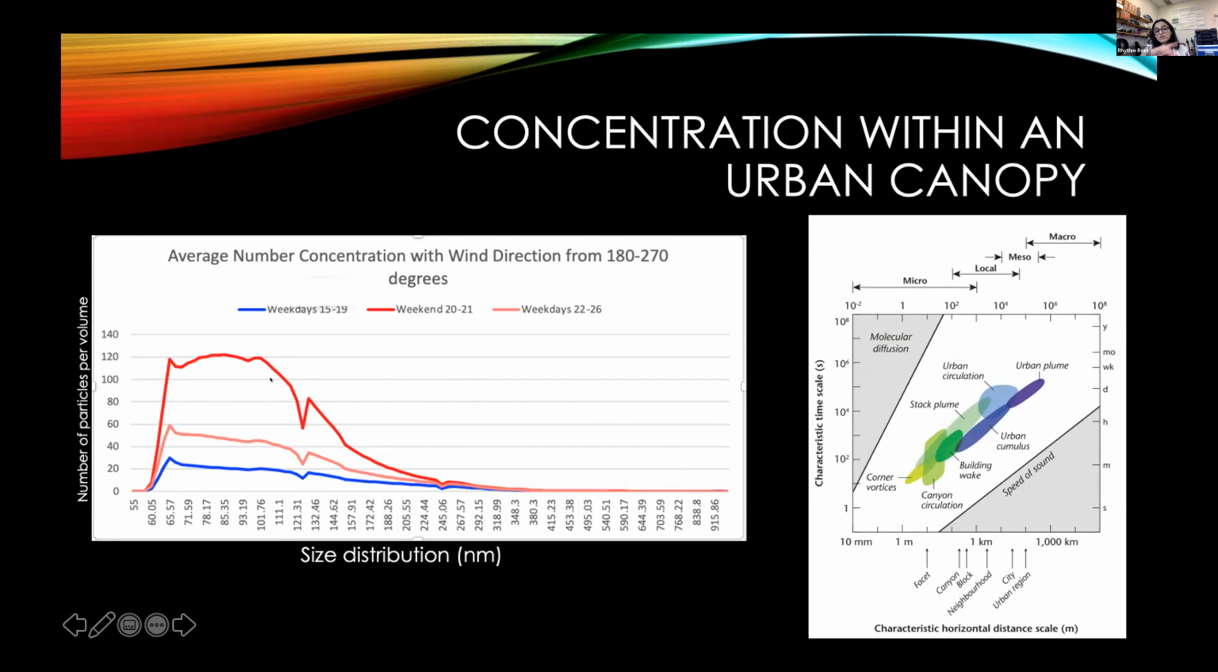So this just goes to show the importance of the flux and footprint analysis, because within an urban canopy, you can have particles that are released 2-3 kilometers away and they can register on the other end of the city. So this cannot quantify the amount of emissions that are coming from the vehicles.